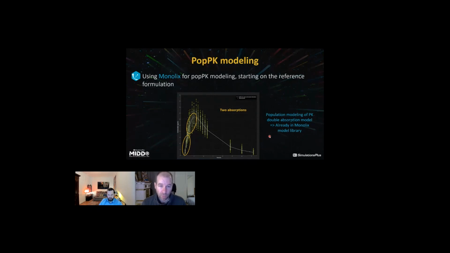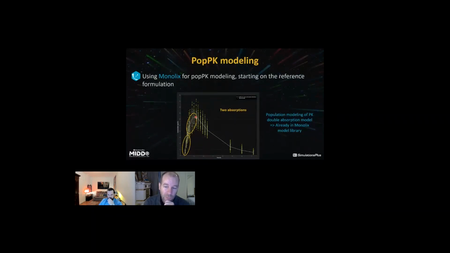What we see on the plot is the concentration with respect to time, and the yellow dots are all the concentrations. What we see in white is the mean value and the standard deviation at each time point. In the absorption phase, we see that there are two kinds of absorption. The first one really between 0 and 5, and another one, so really two shapes. So we really have a double absorption model, and all of these models are already covered in the Monolix library.